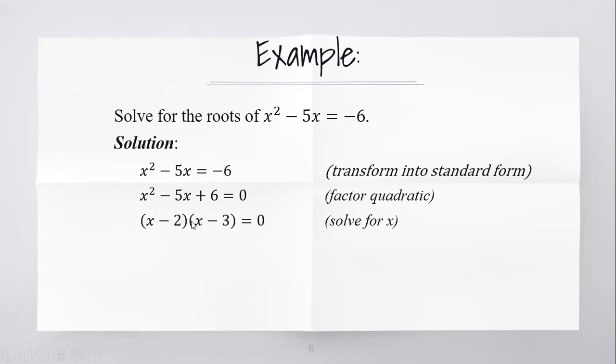Kung gusto mo i-check kung tama ba ito yung factors mo, i-multiply mo lang yan, dapat ang sagot yung nasa taas niya. Okay? So after mo ma-factor, the last step will be solve for x. Okay? Solve for x. Paano siya i-solve? So iso-solve mo siya separately. Equate mo yung unang factor mo, which is x minus 2, sa 0. That will become x minus 2 is equal to 0. And then yung second factor mo, x minus 3, is equal to 0 din.